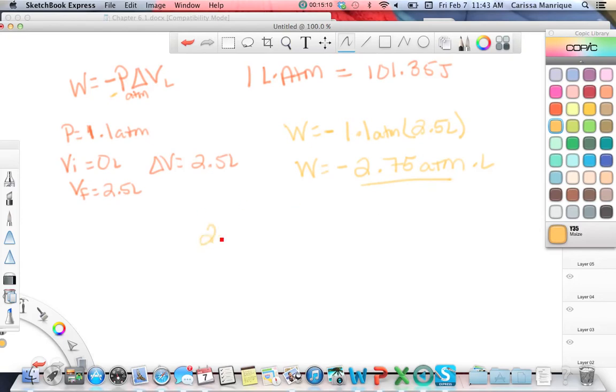So we know that negative 2.75 liter atmospheres, we want to cancel that out, so we're going to put liter atmospheres on the bottom. We know that one of those equals 101.35 joules. Cancels out, so we multiply this out here, and we're going to get negative 280 joules. Okay, so to expand this from 0 to 2.5 liters, that's how much energy it takes.